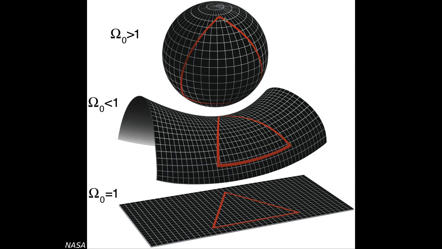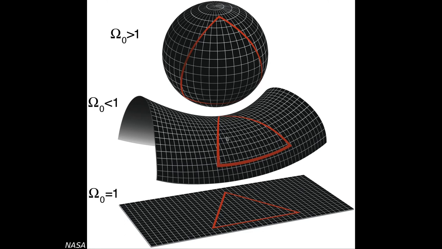Now, we've drawn some triangles on these because it's only in this case that the interior angles of a triangle add up to 180 degrees, which is what you may remember being taught at school. In all other cases, they do not add up to 180 degrees. They could be more, they could be less.